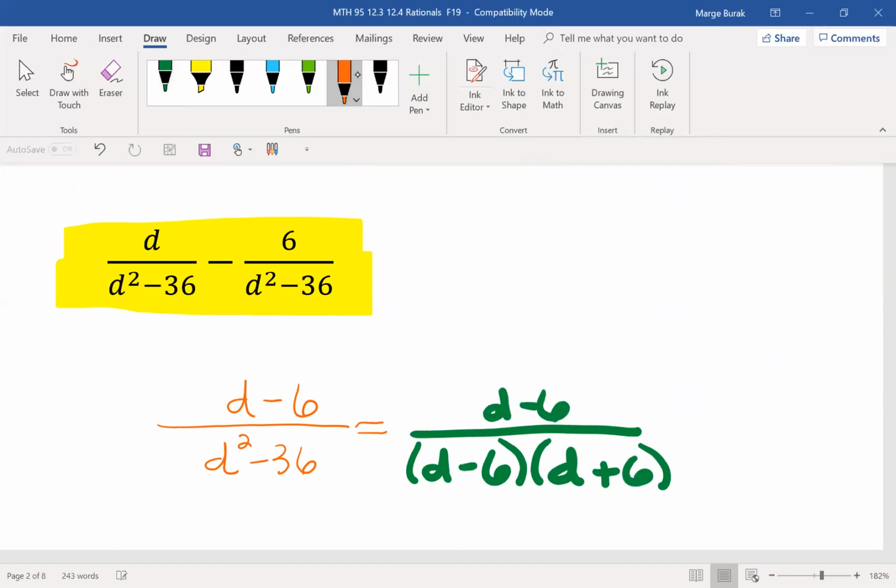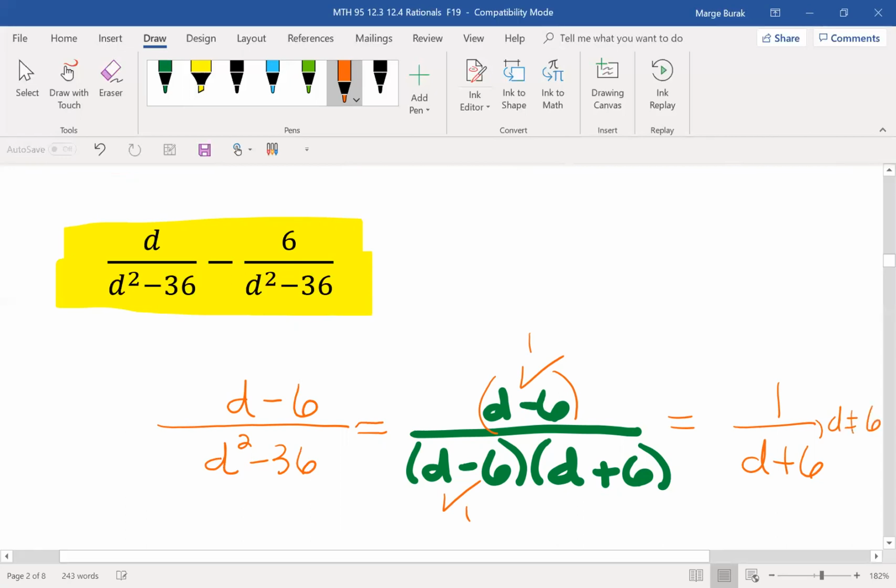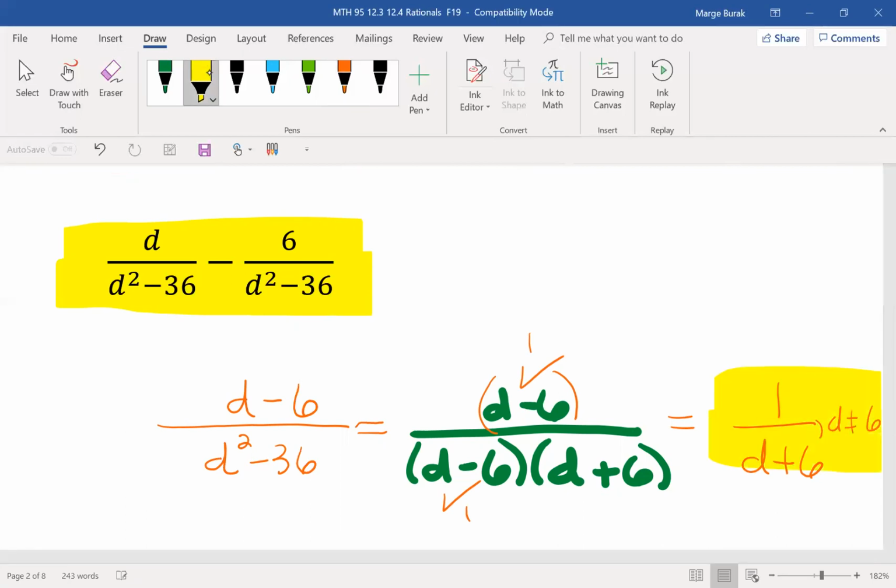Now, we know that that is an implied factor when there's parentheses around it. So if we cancel those two, that leaves us with 1s. Our final answer is 1 over d plus 6. And since there's one variable, we better say that d cannot equal 6, because that's the factor we canceled.